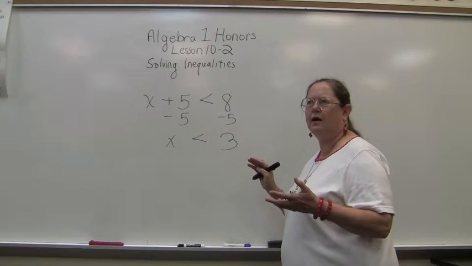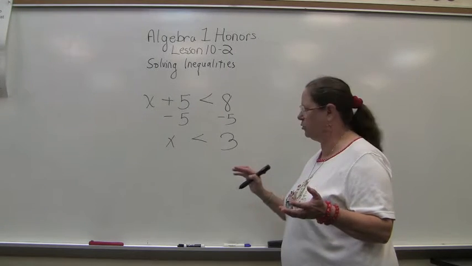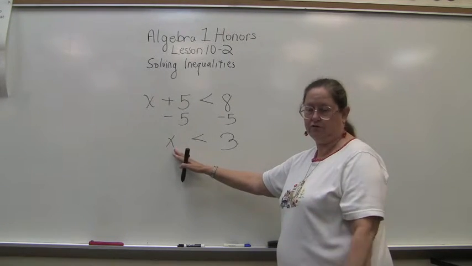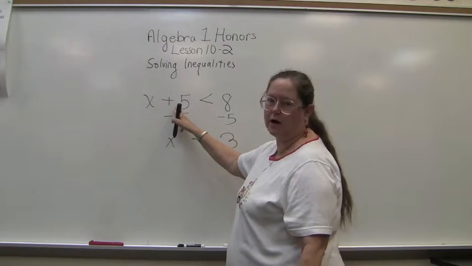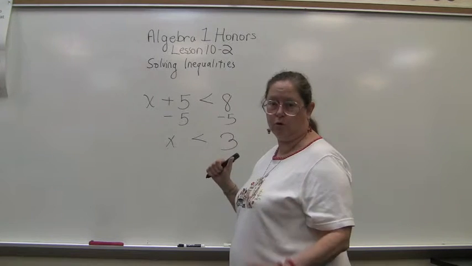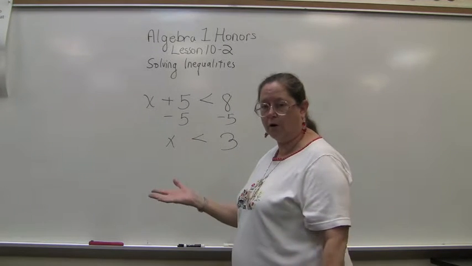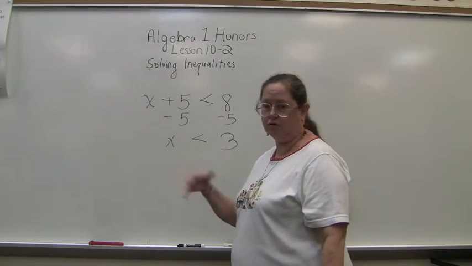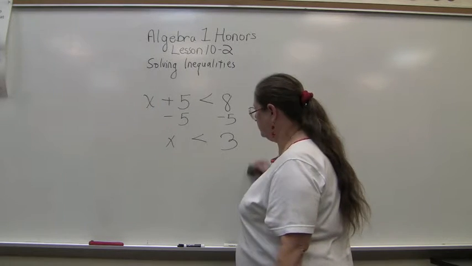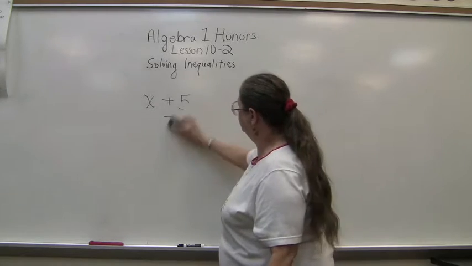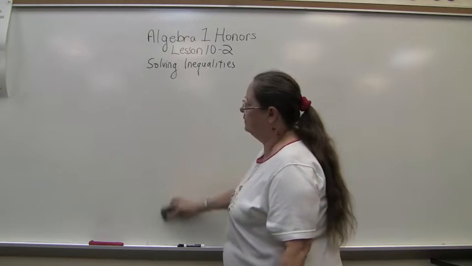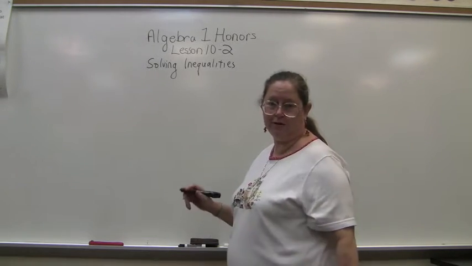Well, let's pick a number less than 3 and check that our answer works. Let's say 0. 0 is less than 3. If I put a 0 in here, I get 0 plus 5 is 5. 5 is less than 8. It works. So far, when I'm adding or subtracting, I treat my inequality just like an equality.